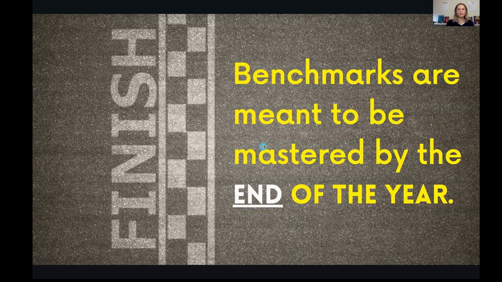Second problem is benchmarks are meant to be mastered by the end of the year, right? We know that as educators, they aren't intended to be mastered until the end of the year. So if I'm a second grade teacher at the beginning of the year, I can't expect my students fresh off of the first grade wagon to be able to master things that aren't intended to be mastered till the end of the year. So that leaves us with the problem of, well, what does mastery then look like throughout the year?